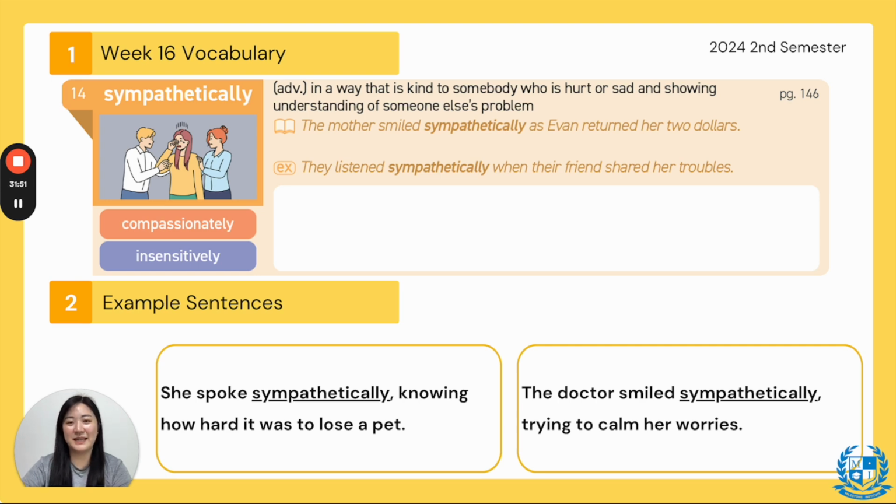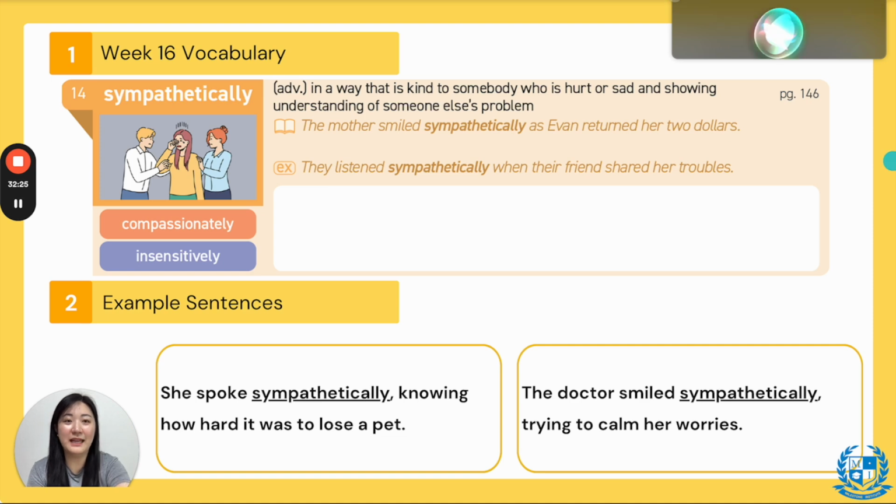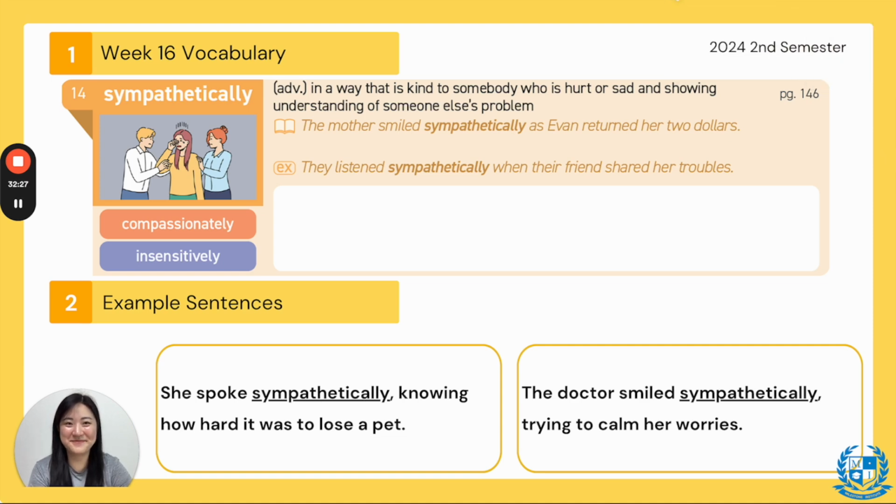Let's read the example together. 1, 2, 3. They listened sympathetically when their friend shared her troubles. So they're listening, they're trying to be kind in how they speak to her and listen to her. Over here, it says, she spoke sympathetically, knowing how hard it was to lose a pet. So maybe your friend lost a pet and you wanted to be like, oh, don't worry, you can buy a new pet. That would be insensitively. That's our antonym. But here, to speak sympathetically, that would mean to be in a very nice and kind way.